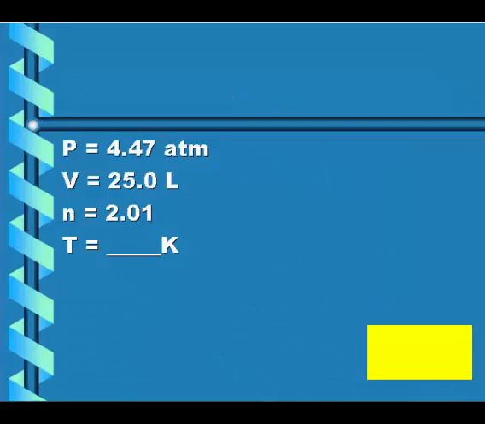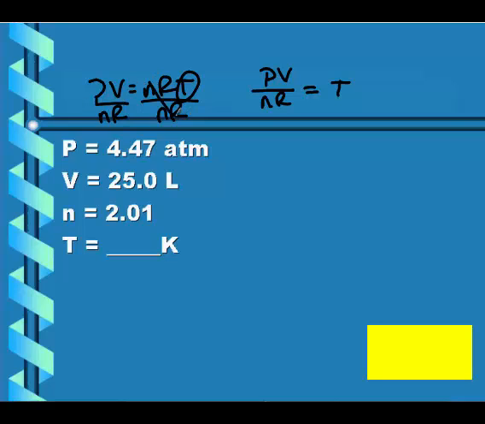So in this problem, if we were solving for temperature, first we write our equation. Then we're solving for temperature. So our rearranged equation is PV over NR equals T, because we're dividing by NR. So now we're going to plug those in using dimensional analysis. Our pressure is in the right unit. Our liters is in the right unit. So we got 4.47 ATM on top.